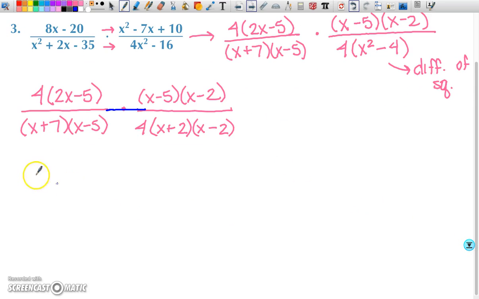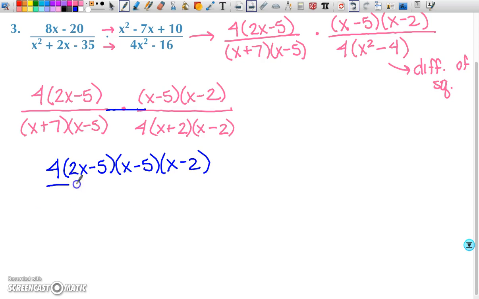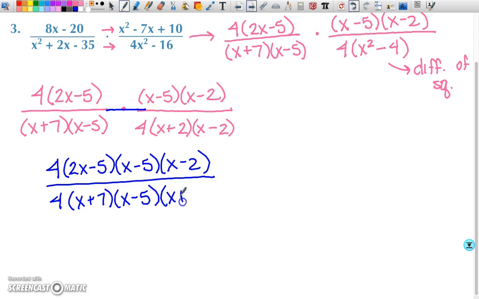So this one now becomes 4 times 2x minus 5 times x minus 5 times x minus 2 over, and I'm going to go ahead and bring this 4 up front, so 4, and then I'm just going to write all the other factors, x plus 7, x minus 5, x plus 2, x minus 2.